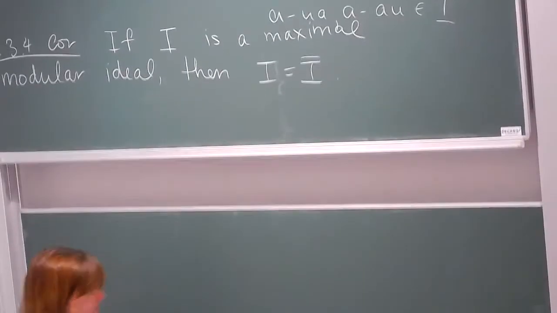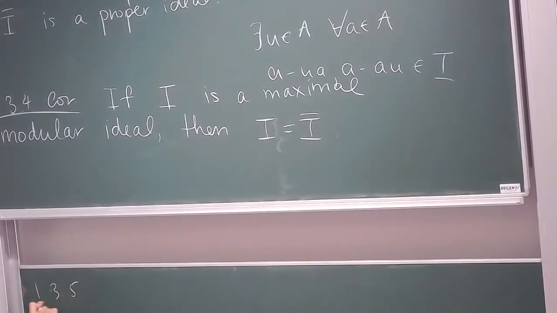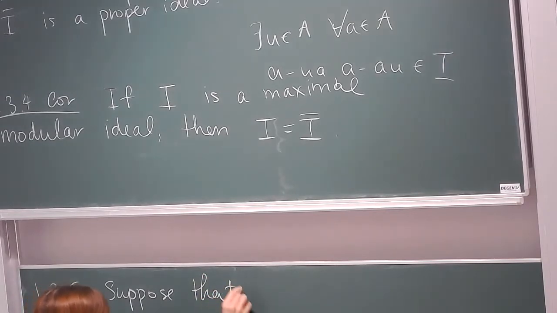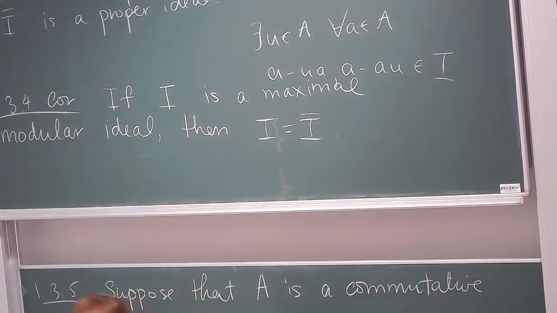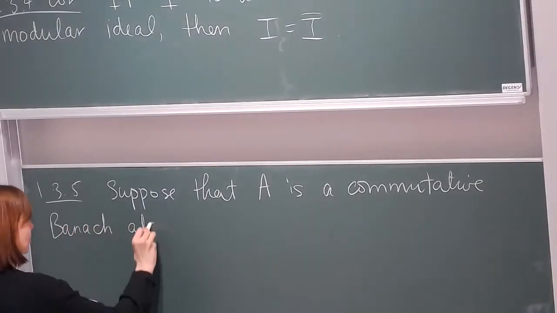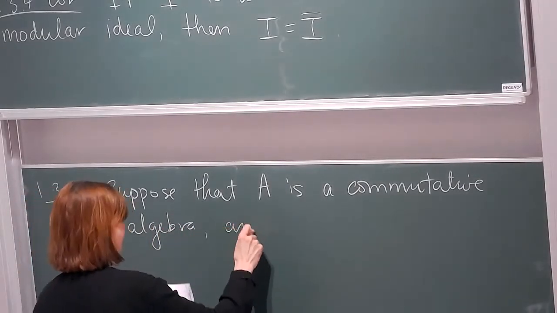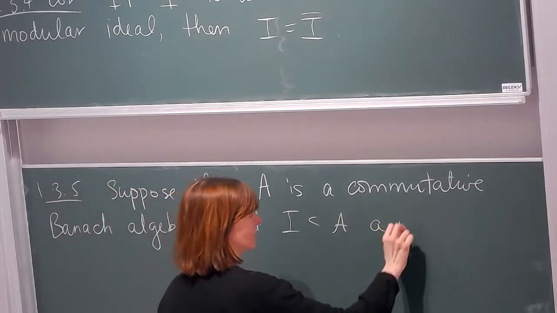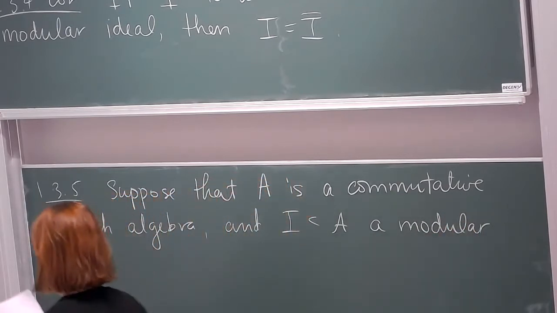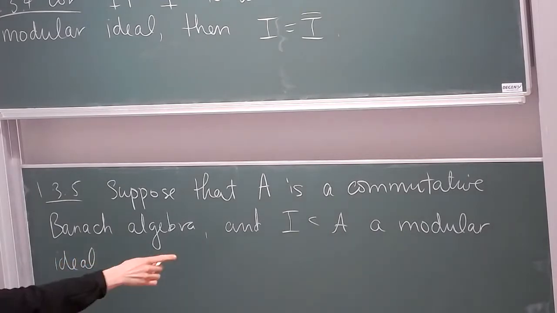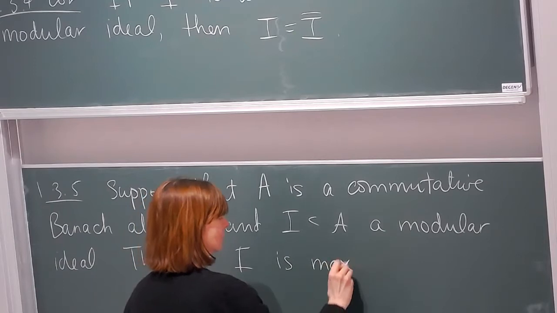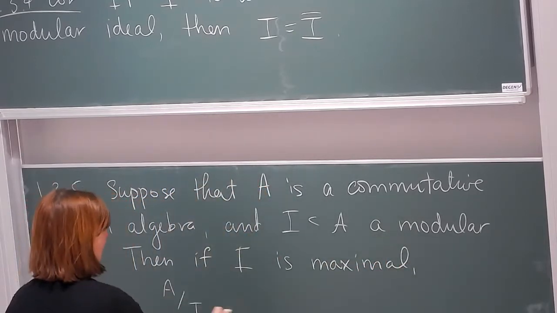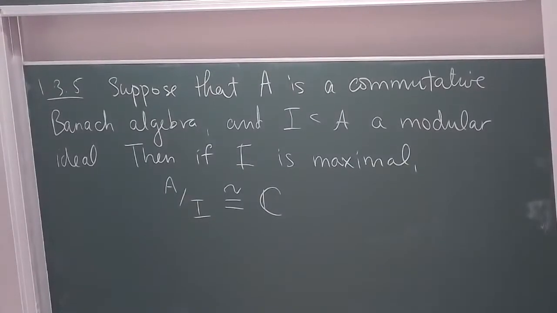Okay. And then we have the following little result, which is not so difficult to see. If we have a commutative Banach algebra, so recall that if we have a modular ideal, then the quotient itself is unital. So if I is maximal, then this quotient is going to be the complex numbers.